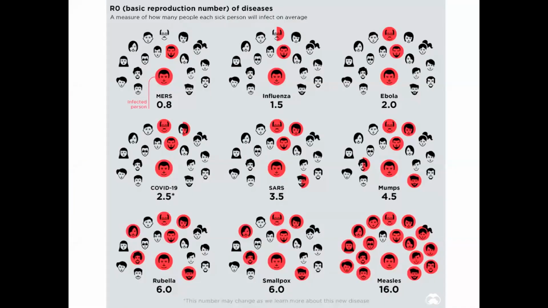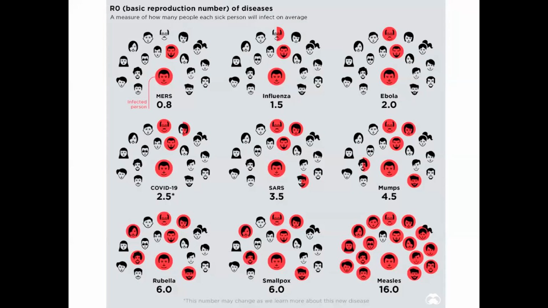This picture shows us an important number, called the basic reproductive number, which is a measure of how many people each sick person will infect on average. We know that measles is the most infectious disease with a reproductive number of 16, and COVID currently sits at 2.5, meaning that for every infected person, 2.5 other people could potentially become infected.